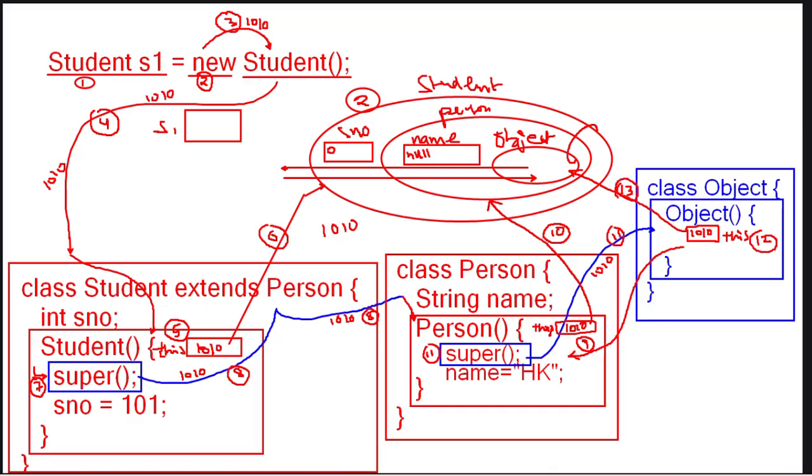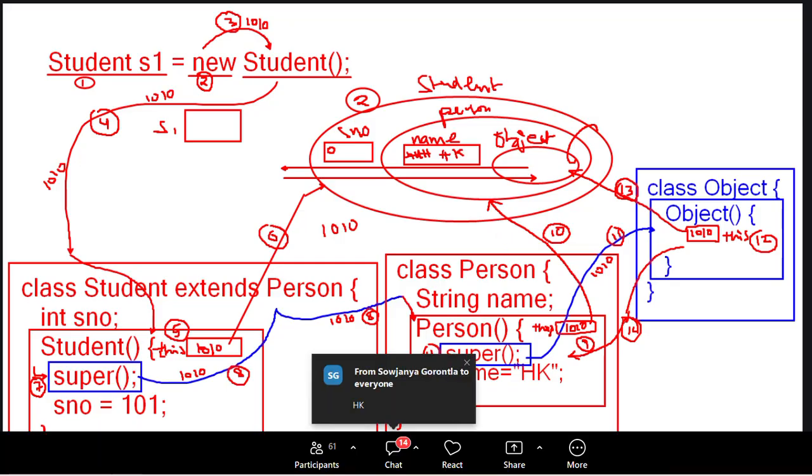And then control is coming back, 14. Then here the logic is executed, 15: name null is replaced with HK. Okay, and then next control comes back to the student class constructor, 16, and here the next logic is executed, 17: SNO equal to 101, 0 is replaced with 101. After constructor execution is completed, control returns back to the main method.